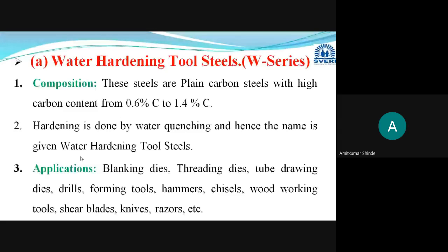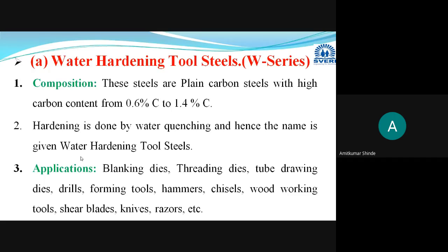And after that you have to write this property, that is, hardening is done by using water quenching, hence the name water hardening tool steels, and they are denoted by the W series. And in the last point you have to write the applications where these tool steels are used.